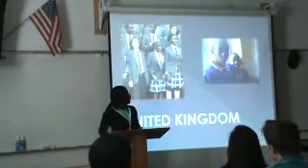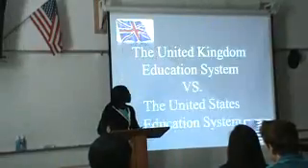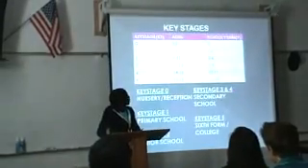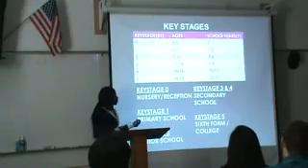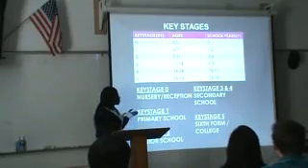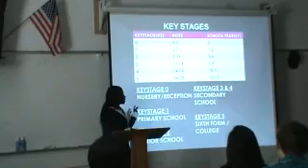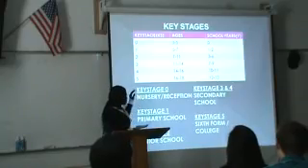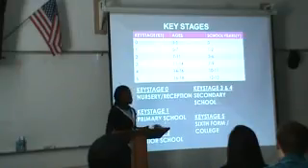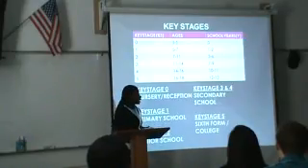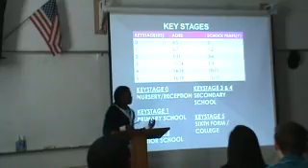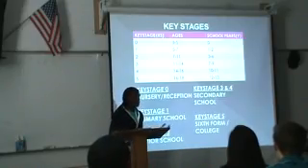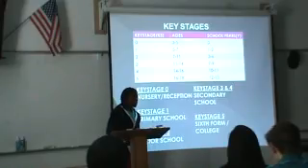Firstly, age division. Age divisions in the UK are done by key stages. So we have key stage zero, which would be nursery, what we call nursery reception, and it goes in key stages 1 through 5. 5 is basically where we're at now. If you're in England, you'd be in key stage 5. And a key stage is basically an outline for the education system of the goals you have to meet before you can go on to the next level.